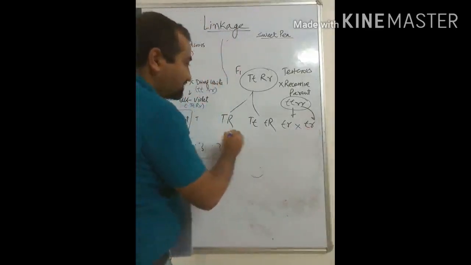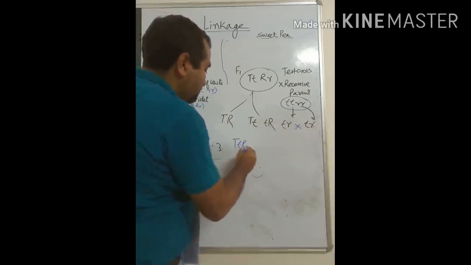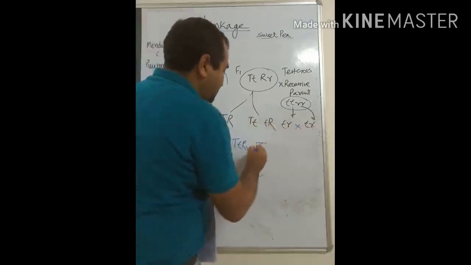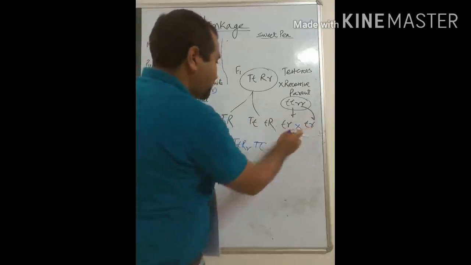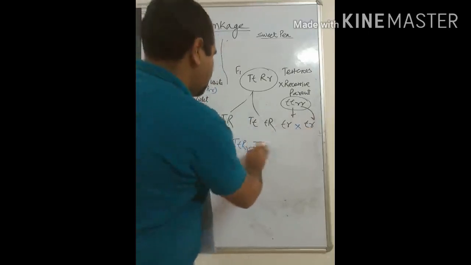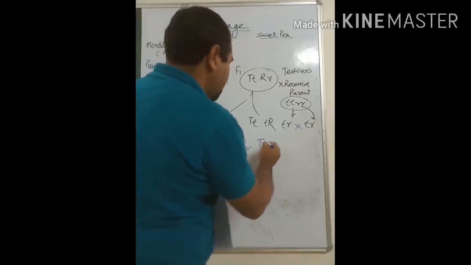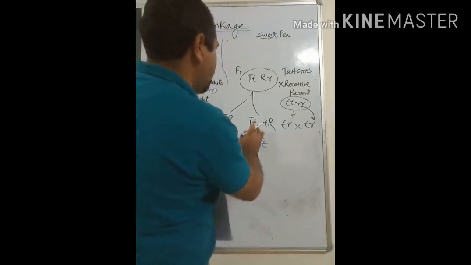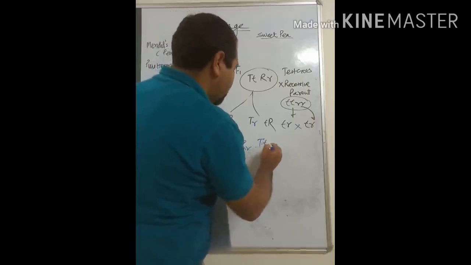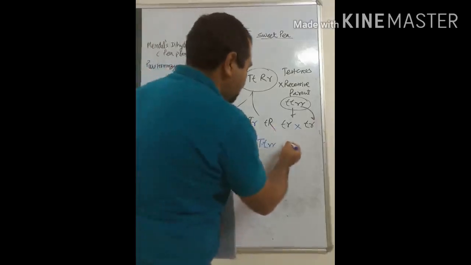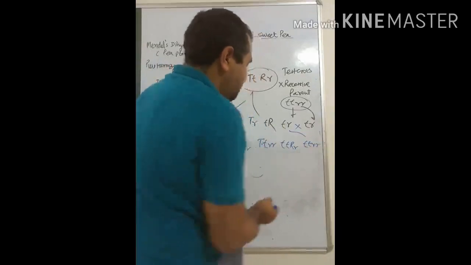So what type of progeny are we getting? Capital T, small t, capital R, small r. Yes, sorry, this is another condition. Capital T, small t, small r, and here small t, capital R, small r, and this is small t, small r.